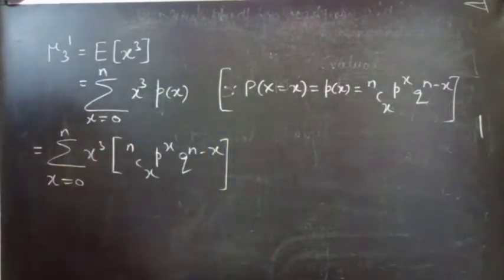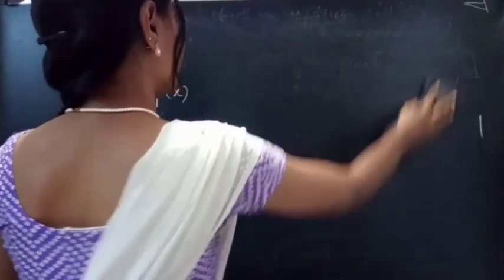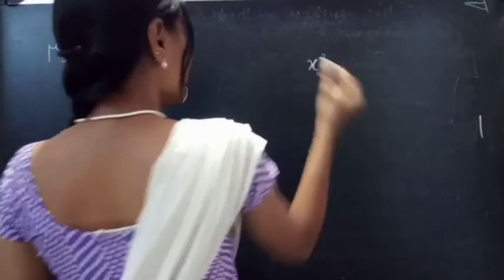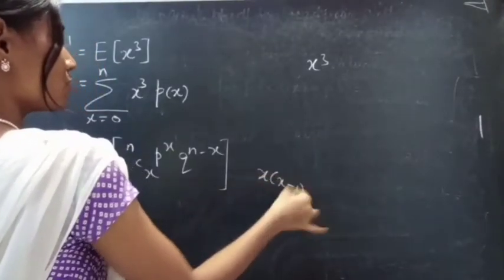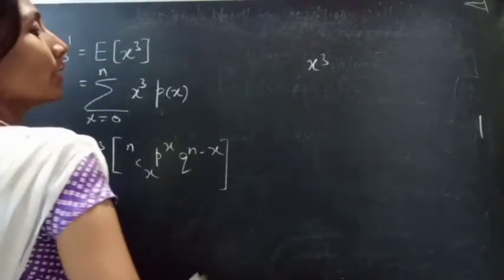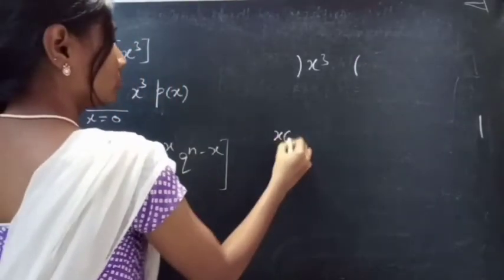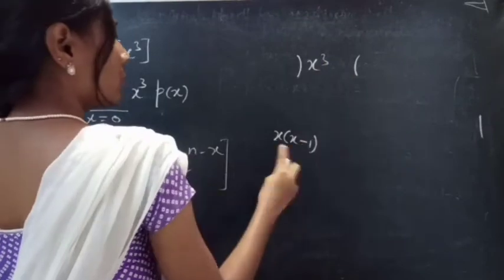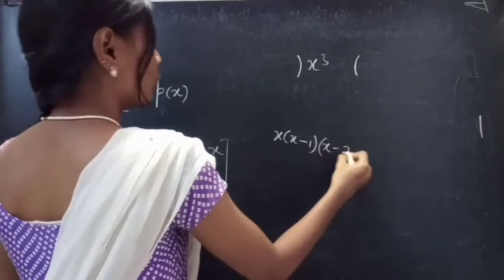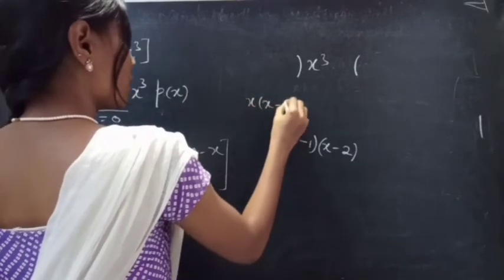Here you are having x cube, right? So we can write x cube in terms of x into x minus 1, and so on. Let's see how to find x cube in terms of x into x minus 1 and so on. We need cube, right? From x into x minus 1 you'll get x square, but we need cube.